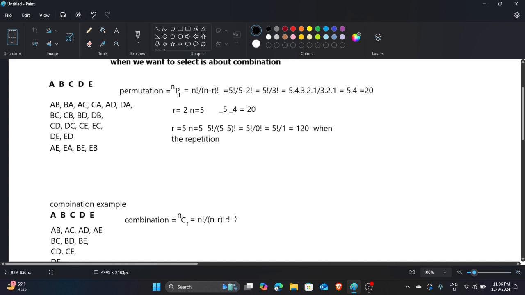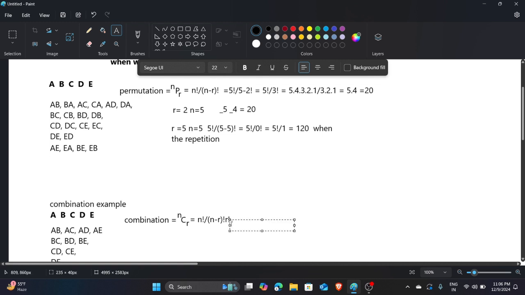Okay, so now what do we have to do? We have to put the values in the formula. Here also the value of n is 5, so 5 factorial divided by (5 minus 2) factorial, and r is again 2 factorial. When we expand this, it is 5.4.3.2.1 divided by 3.2.1, and 2.1, because the dot means multiplication.